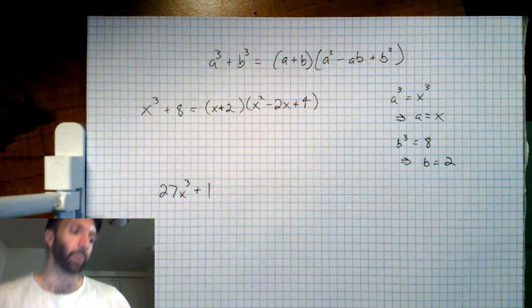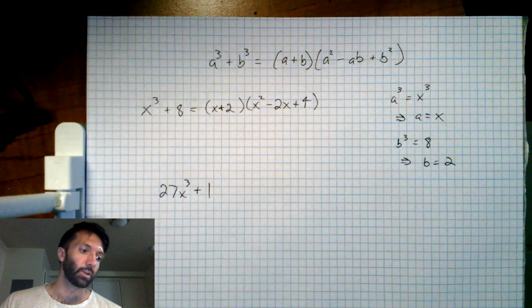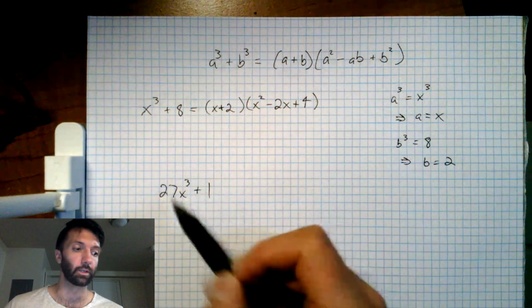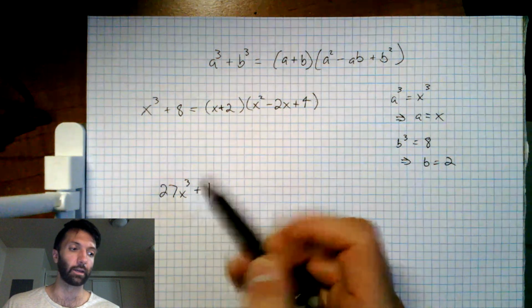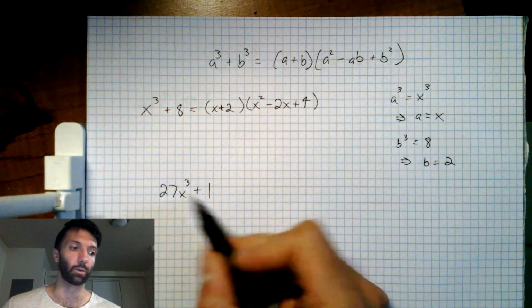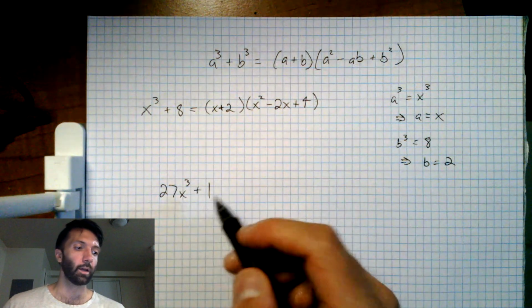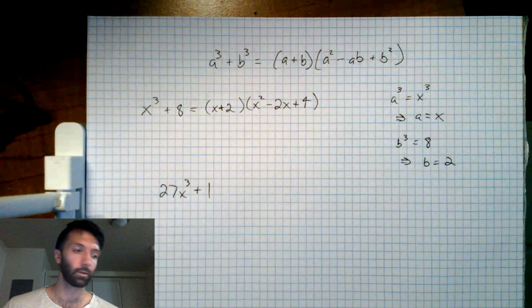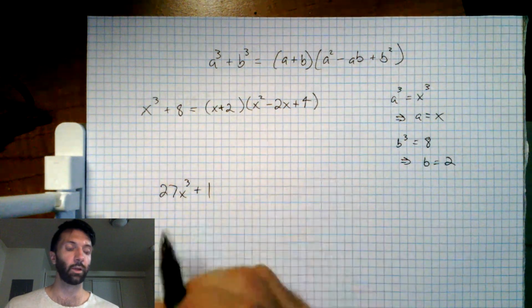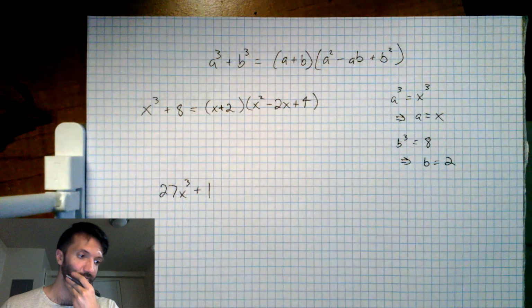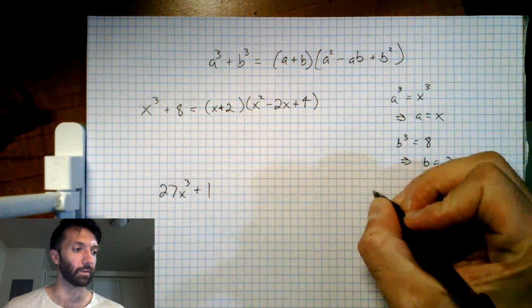Alright, so here we have something like 27x cubed plus 1. It's good to verify that this is a sum of cubes in the first place. So I see my plus sign, so I know it's a sum. I know 1 is a cube because 1 times 1 times 1 is 1, so 1 is a perfect cube. And 27x to the third is also a perfect cube because, I'll actually write this out here.